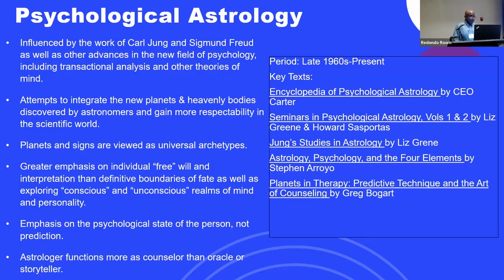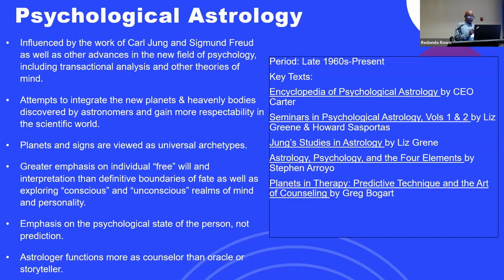This is important because if you study more of the classical forms of astrology, which are also dubbed traditional, there is no real notion of quote unquote conscious or unconscious. You had a demon, or you were in touch with your jinn or your spirit, right? We might look at that through a different lens in the modern sense. There's an emphasis on the psychological state of the person, not prediction. Astrologers function more as counselors than as oracles, or as a storyteller, sorry.